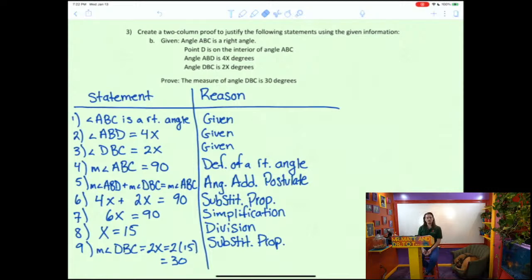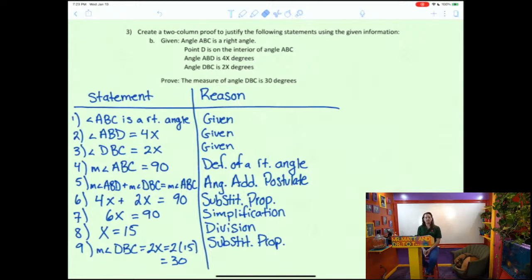We also know that the sum of the two smaller angles that make up the 90-degree angle have to be equal to the 90-degree angle. So if we take the measure of angle ABD plus the measure of angle DBC, that must equal the measure of angle ABC due to the angle addition postulate.